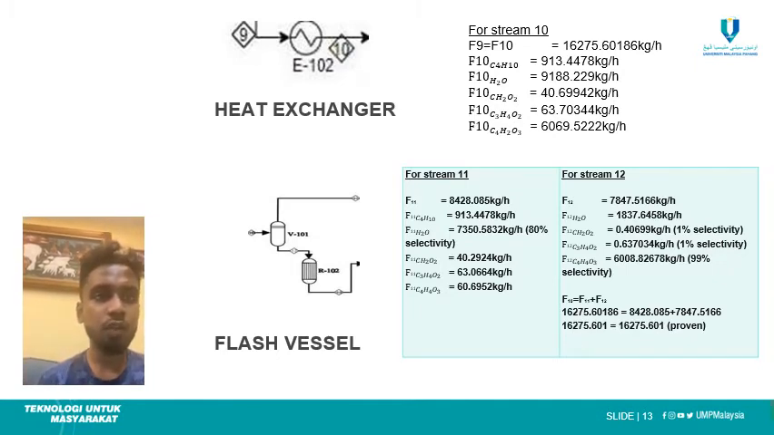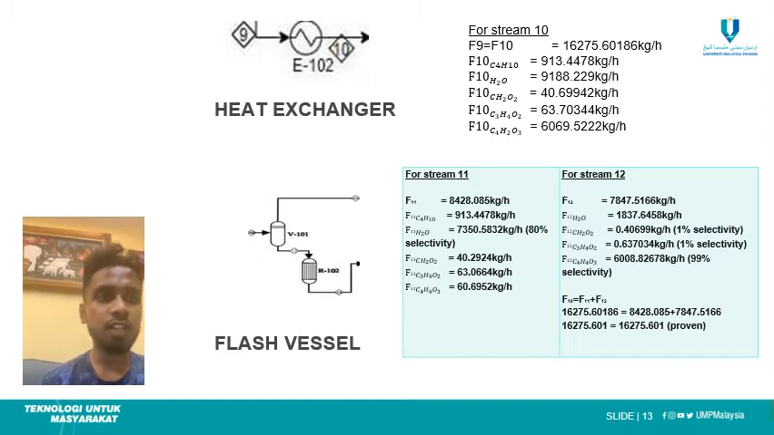Stream 12 is also the same. The flow rate we're getting is 7847.5166 kilograms per hour. And we can also get the flow rates for water, butane, and all three acids as well. But for the selectivity, we should know that it's 1% selectivity for maleic anhydride, 1% selectivity for formic acid, and for acrylic acid it's 99% selectivity.